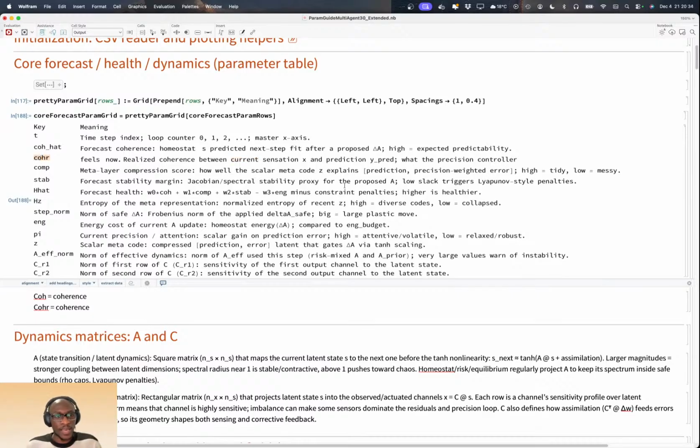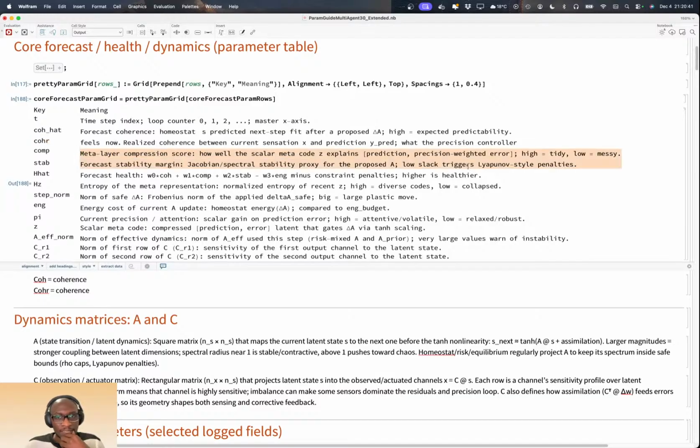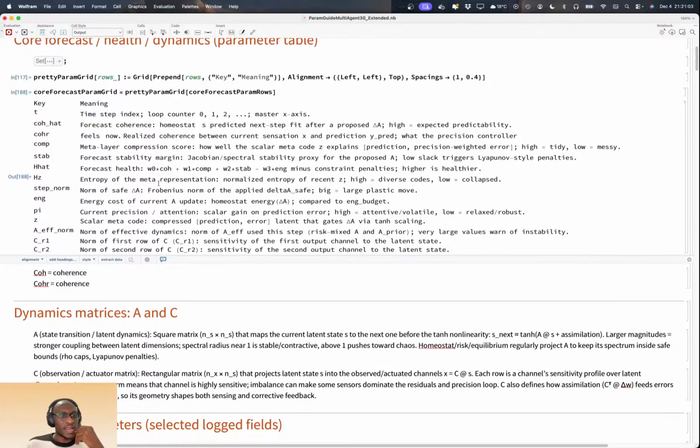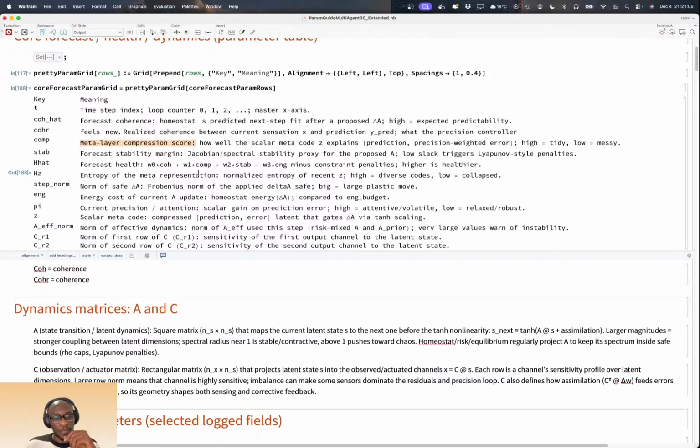Coherence will now be the result of that prediction. So if you want to know how the system is predicting at the current step, you use coherence, realized coherence. And if you want to know how the system will do in k steps into the future, you compare with forecast coherence. And then we have meta layer compressions.